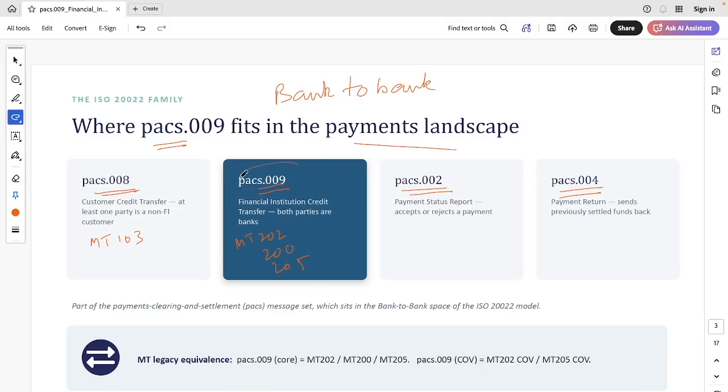So pacs.009 is not an isolated message, it's a part of a payment lifecycle. A pacs.009 may be sent, then a pacs.002 may confirm the status. If the money needs to be returned, pacs.004 may be used. If there is a request to return funds, maybe some more payment messages like MT202 may also come into the picture, which we will discuss later.